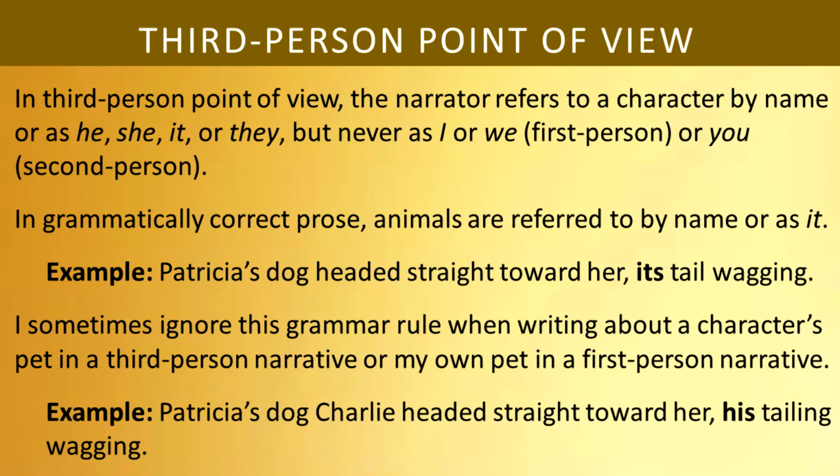In third-person point of view, the narrator refers to a character by name or as he, she, it, or they, but never as I or we, which is first person, or you, which is second person. In grammatically correct prose, animals are referred to by name or as it. Example: Patricia's dog headed straight toward her, its tail wagging.